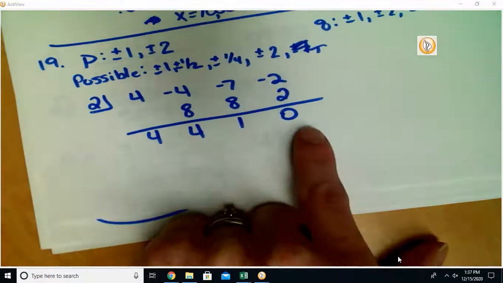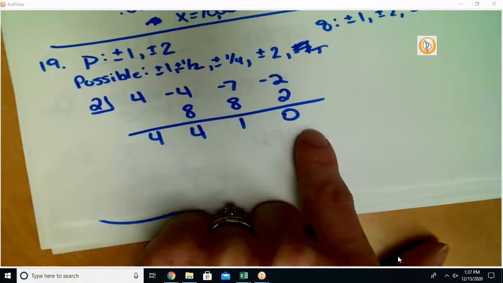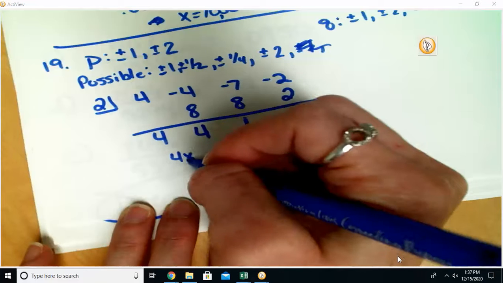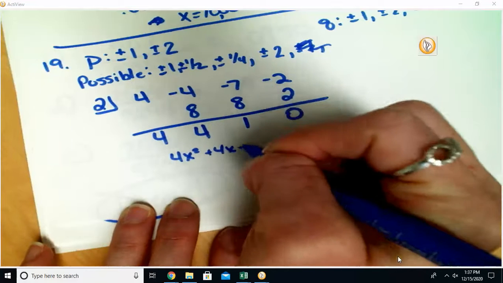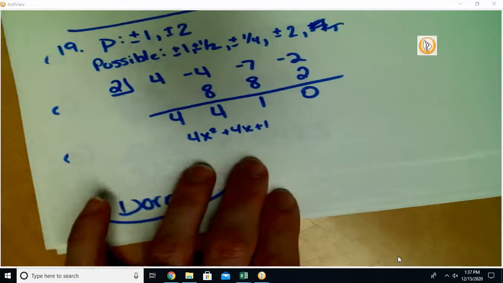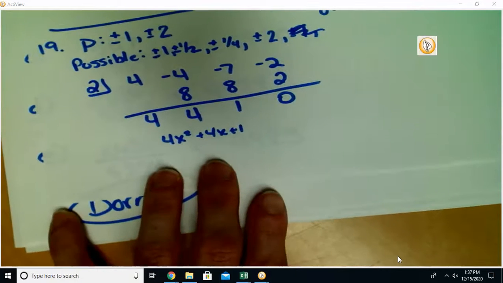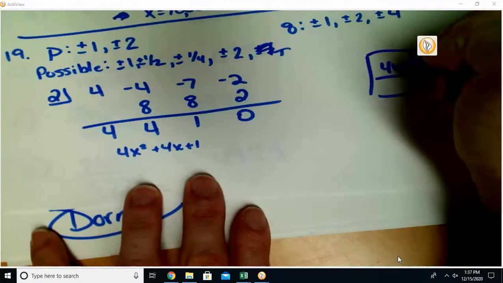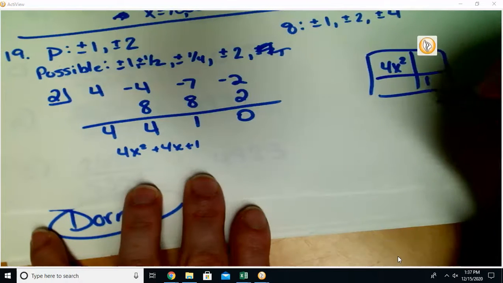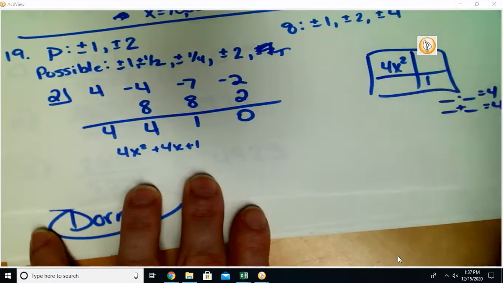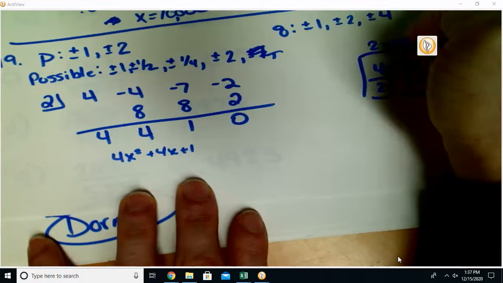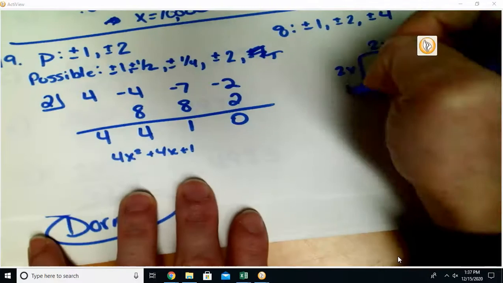What if that didn't equal 0? You did something wrong. It didn't work. Okay, so this is 4x squared plus 4x plus 1. That's something we can factor nicely, isn't it? So if we do box method, those multiply to 4 and add to 4. So what would that be? So factor, you get 2x and 1, 2x and 1.